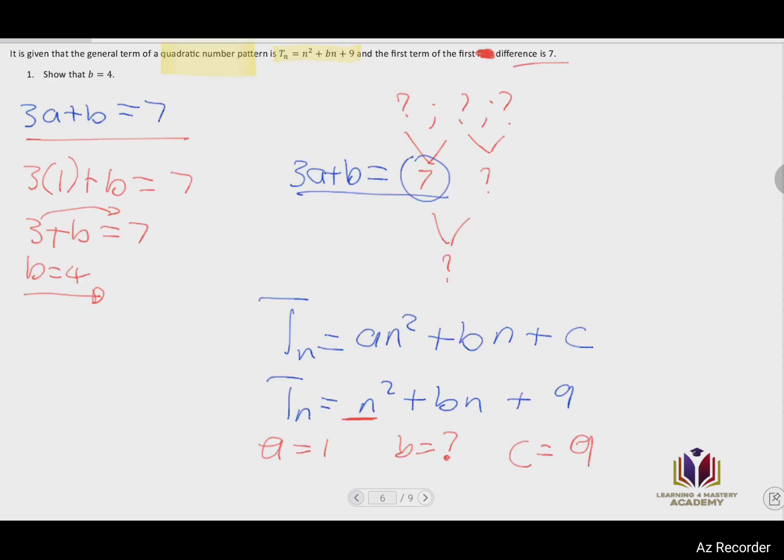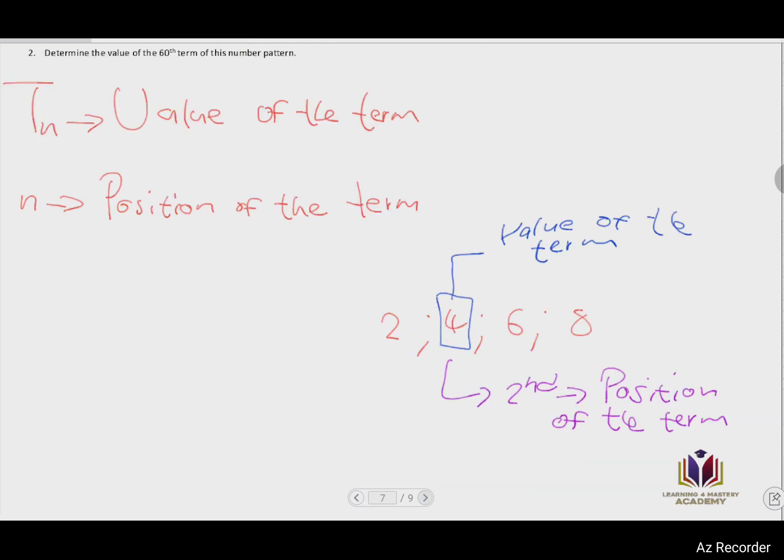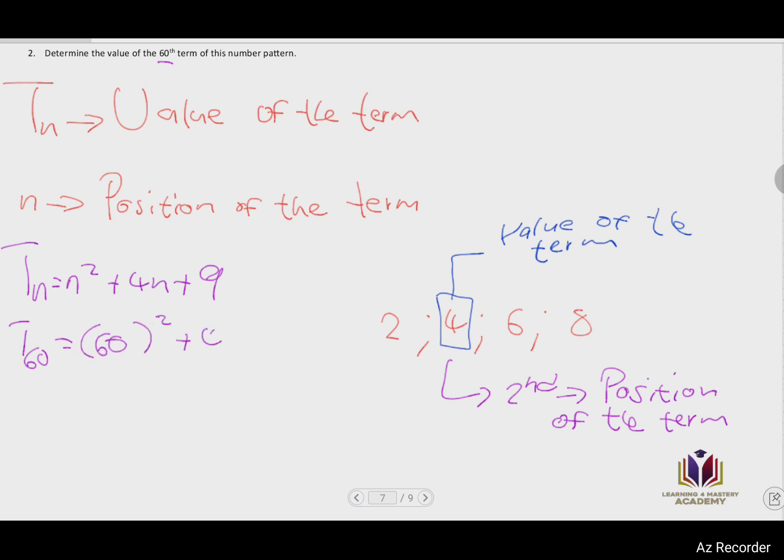So we're going to come back here and say, okay, we have calculated our B, so our formula is now complete. It's going to be n squared plus 4n plus 9. Then we can substitute the 60 here. But now when we write it down, we're going to say T60 is equal to 60 squared plus 4(60) plus 9. And then from here, you can begin to calculate your answer. I'm just going to do it on my calculator quickly.